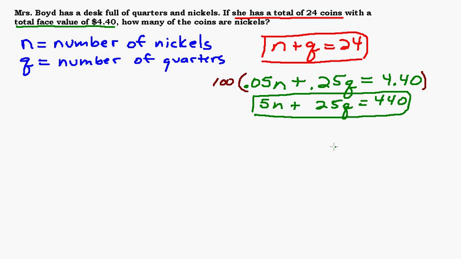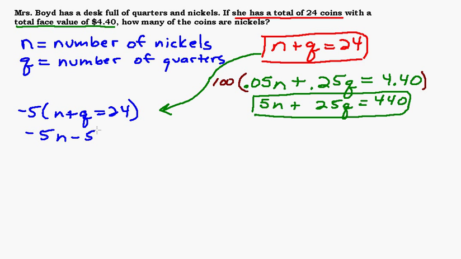So let's take this first equation. Let's get the n's to drop out. So I'm going to take this bad boy over here. I'm just going to do everything in blue now. And I'm going to take -5 times n plus q equals 24, so I can get -5n and get these n's to drop out. If I do that, I get -5n minus 5q, watch your negatives there, equals, remember you have to take the -5 times the 24 also, so that's -120.